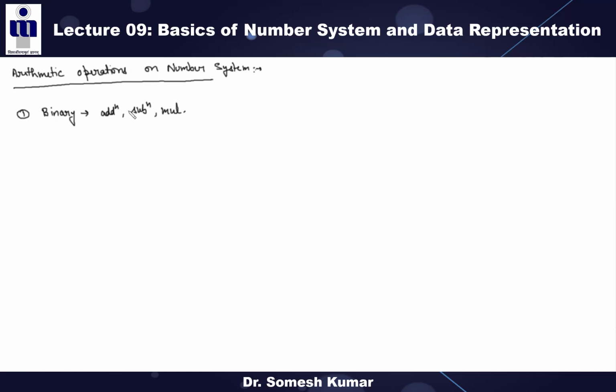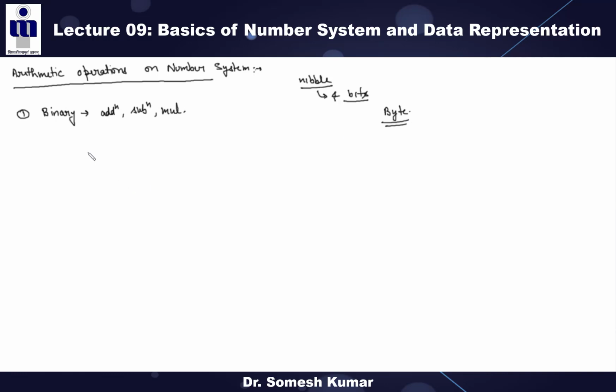So a group of 4 bits is called a nibble, right? Maybe you all know this, I already told you. Nibble, a group of 4 bits, right? And a group of 8 bits is called what? A byte. Clear?